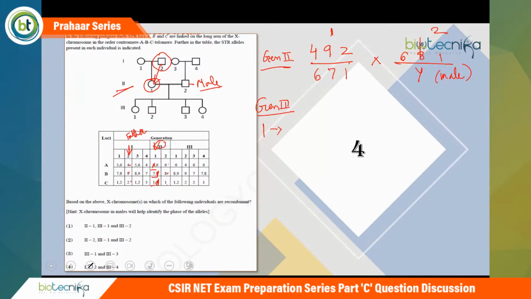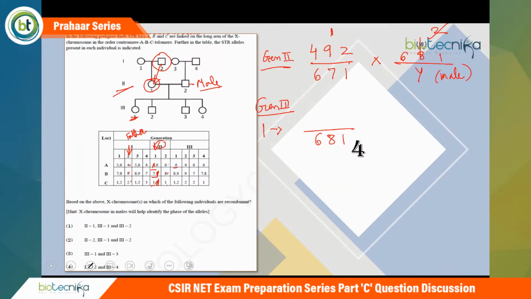So the first is a female. So she will have 2 X chromosomes. 1 X chromosome she is getting from her father. Who is her father? This male here is her father. So definitely that means 1 chromosome has 6, 8, 1 because directly from father she will get. Now one more thing here. See, only 1 X is given.